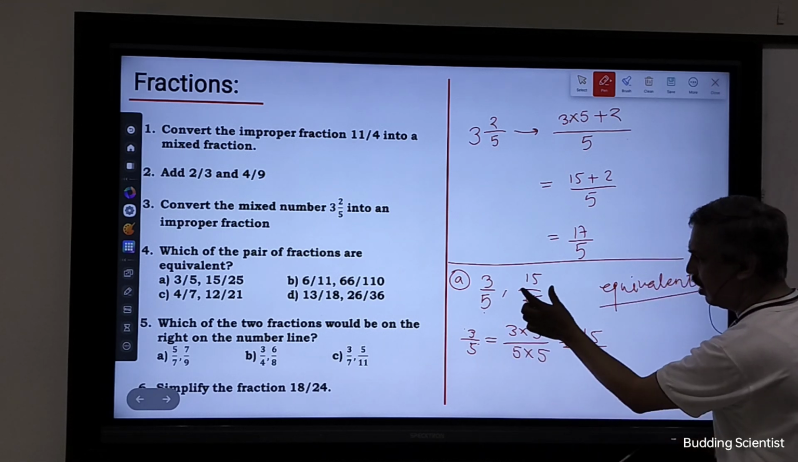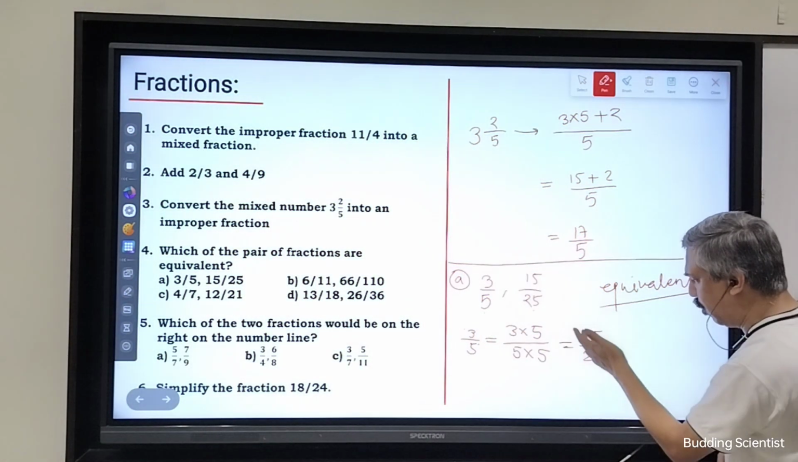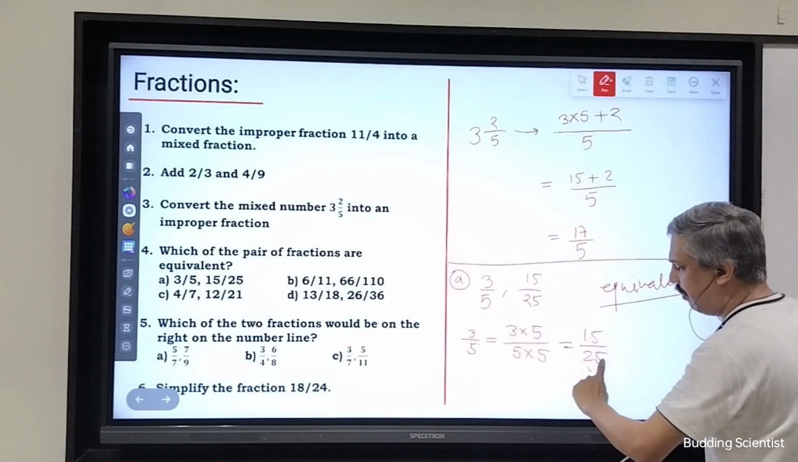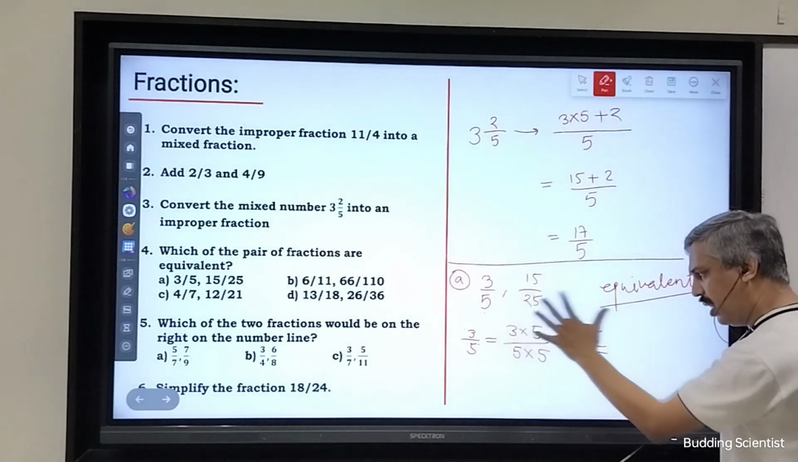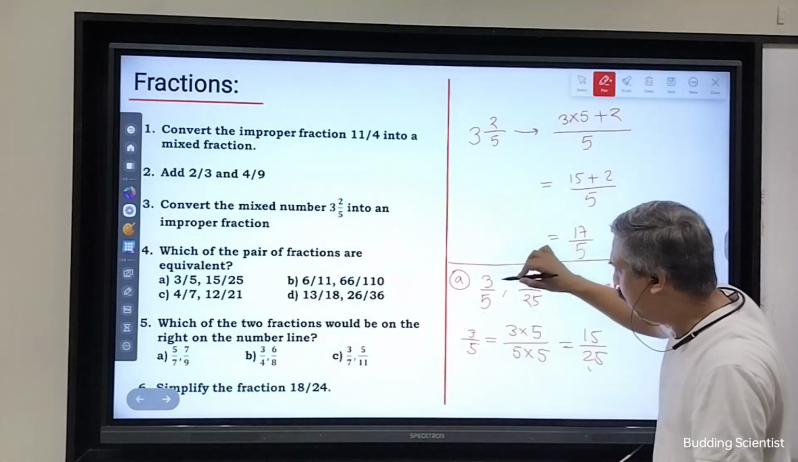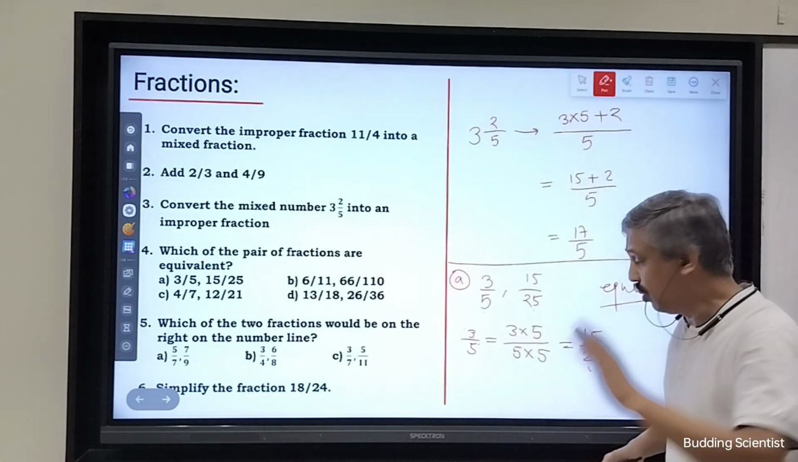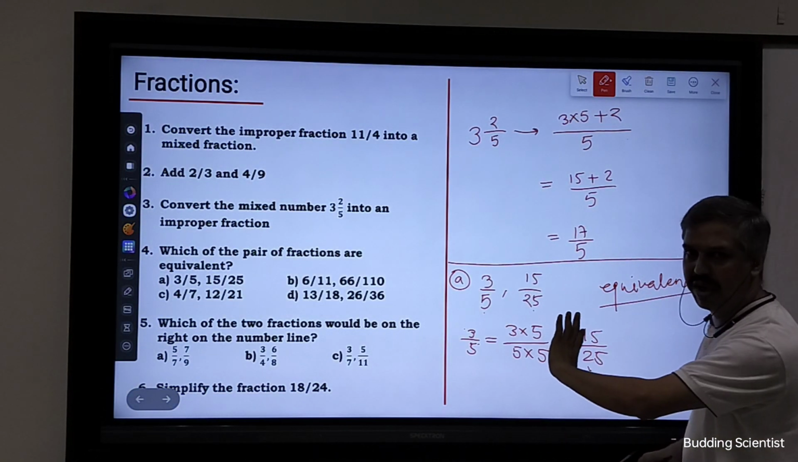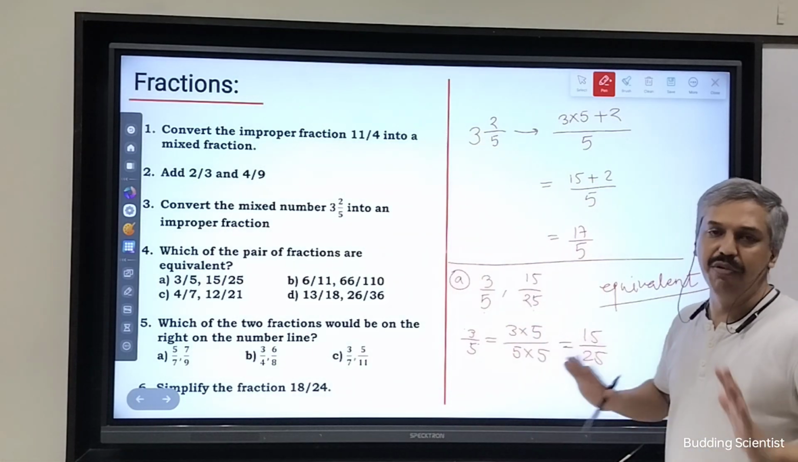We don't even have to solve this. 3 by 5 is coming out to equal to 15 by 25. That is our second number. So if they are equivalent, you will know this. If they are not equivalent, it will be clear immediately. You don't have to worry about solving this. You just have to worry about finding out which number to multiply with or which number to divide with. If you can handle that, everything becomes smooth.